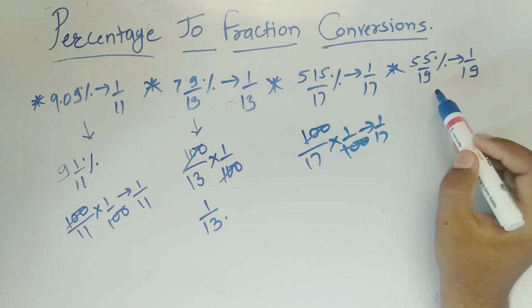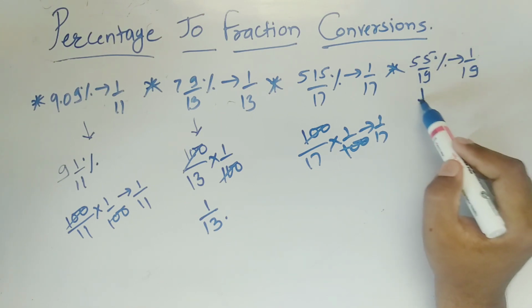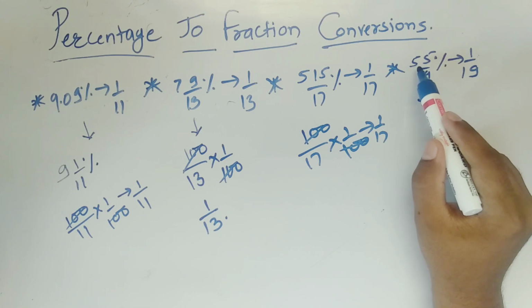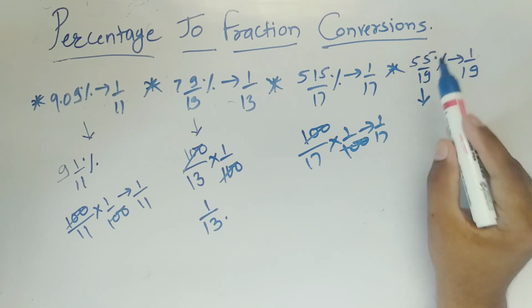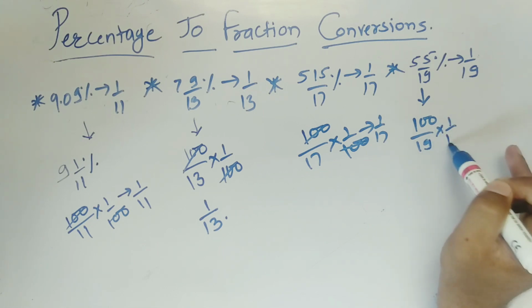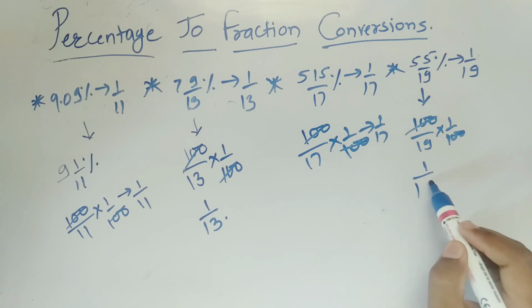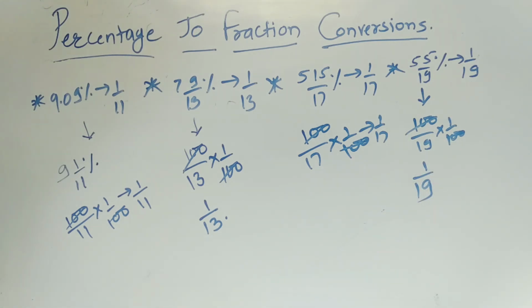And last but not the least is the ratio 1 by 19. This percentage can be calculated as 19 fives are 95 plus 5 gives us 100 by 19 into its percentage 1 by 100. 100 gets cancelled out and we get the ratio 1 by 19. So from this we have covered all the ratios up to 1 by 20, which are most important and frequently used.